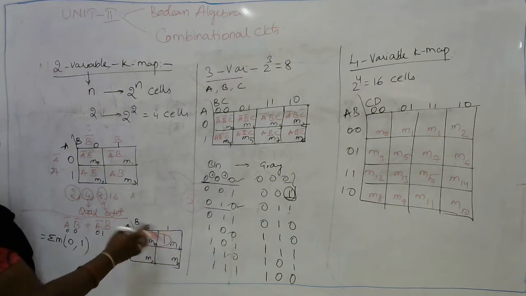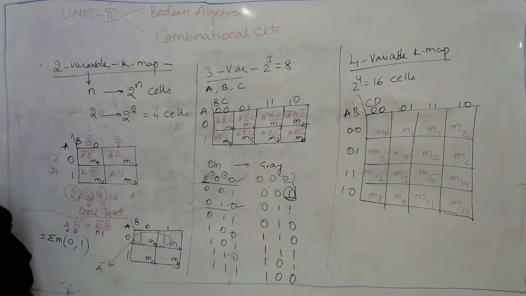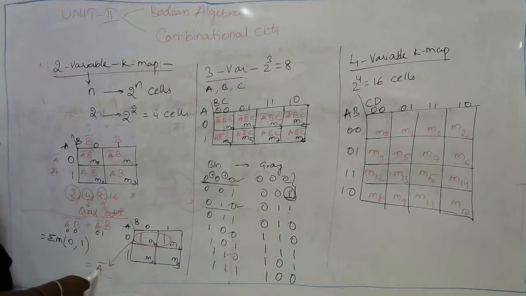When both are opposite to each other, both will be cancelled out. 0 and 1 will be cancelled out. So the leftover equation is only A bar. Even if you perform the simplification by using the laws and theorems, the result which we got is only A bar.